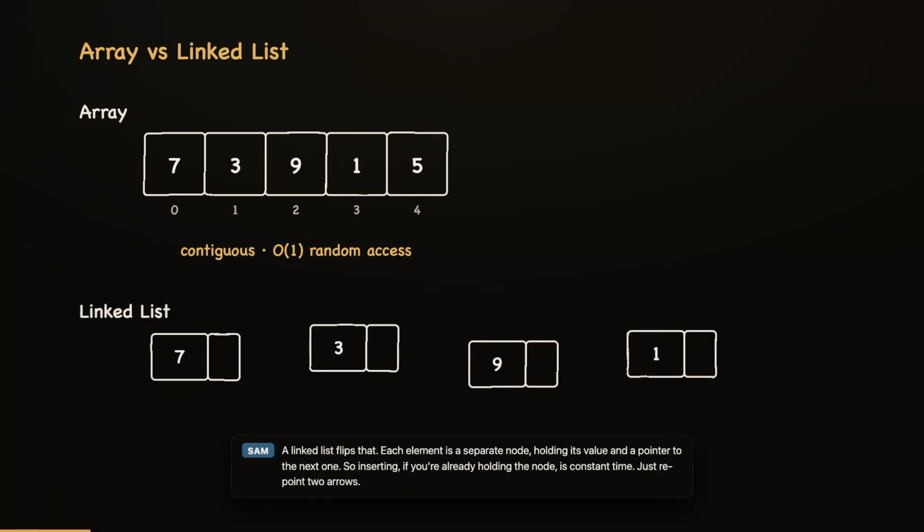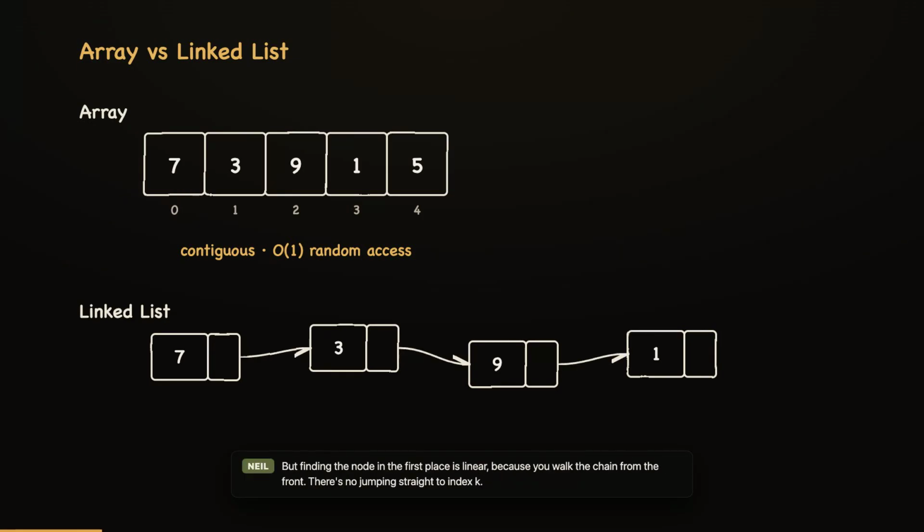A linked list flips that. Each element is a separate node, holding its value and a pointer to the next one. So inserting, if you're already holding the node, is constant time. Just repoint 2 arrows. But finding the node in the first place is linear, because you walk the chain from the front. There's no jumping straight to index k. Exactly. Now here's the part that trips people up. On paper, linked lists look better for lots of inserts. In practice, arrays usually win anyway.